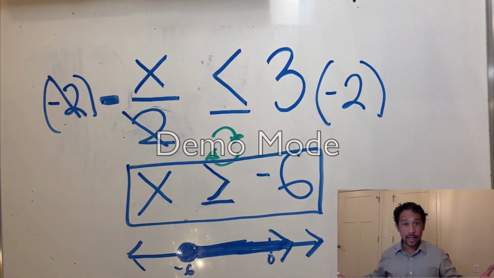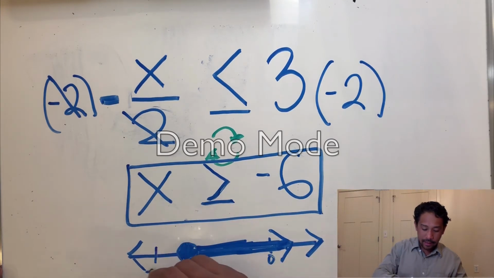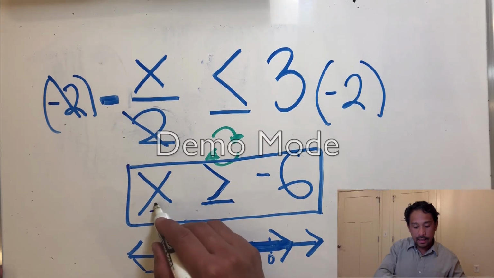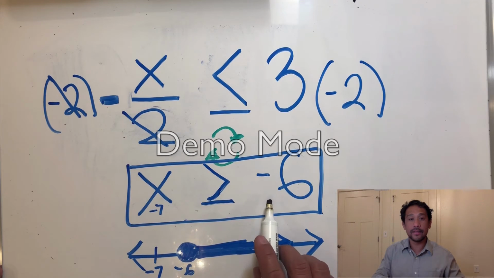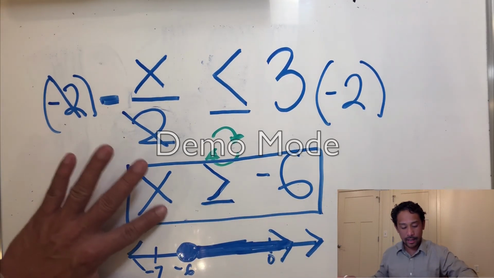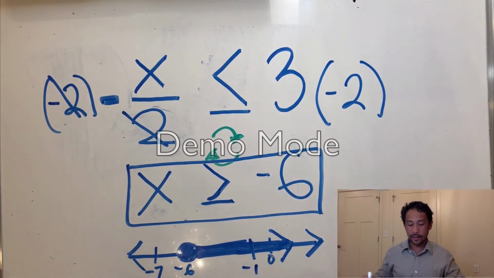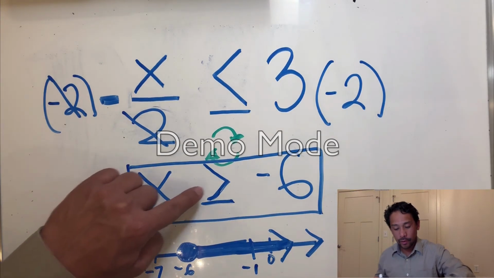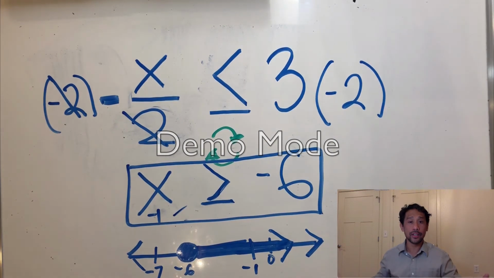Again, how can I check if my direction is correct? If I have a negative 7 over here, and I substitute negative 7 with x, is negative 7 greater or equal to negative 6? Of course not. So that is not right. How about if I have number negative 1 here? Is negative 1 greater or equal to negative 6? Yes. So that's how I know that the direction of my arrow is going this way.